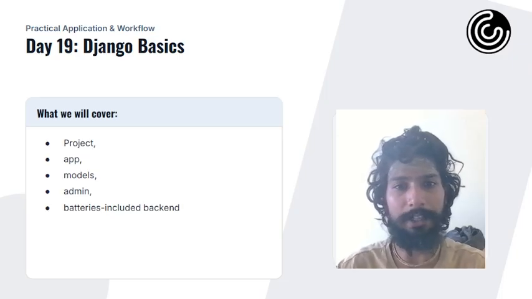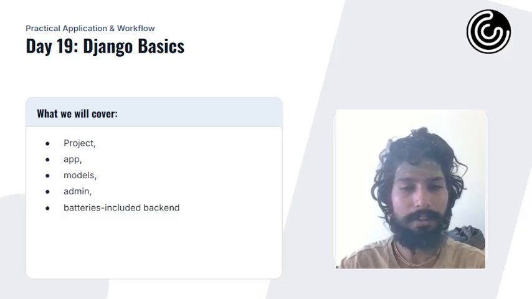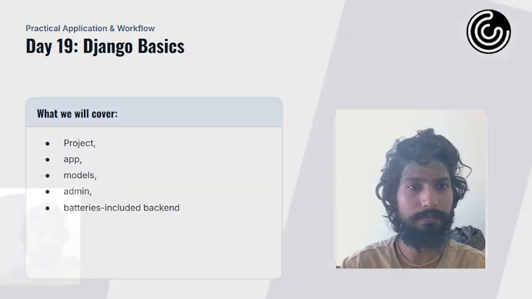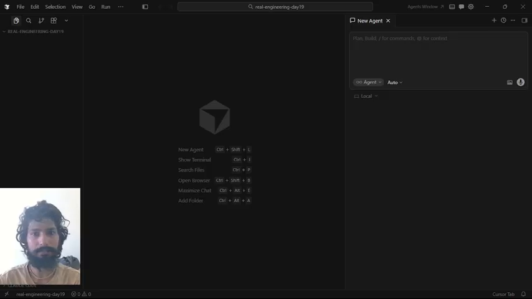So before writing code, let us understand two Django terms, project and app. Let me switch to the Cursor screen. And let me now open a sketchpad.txt file.